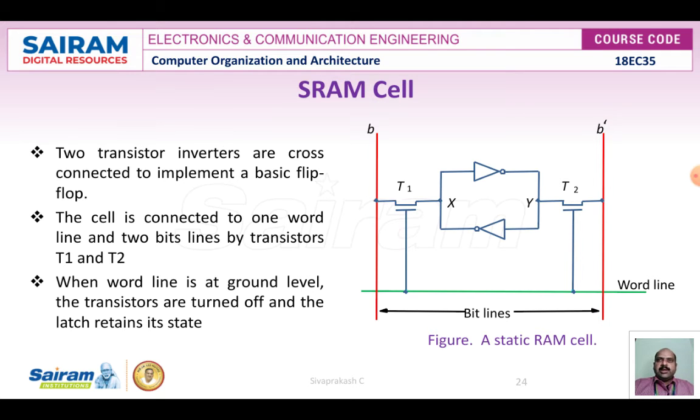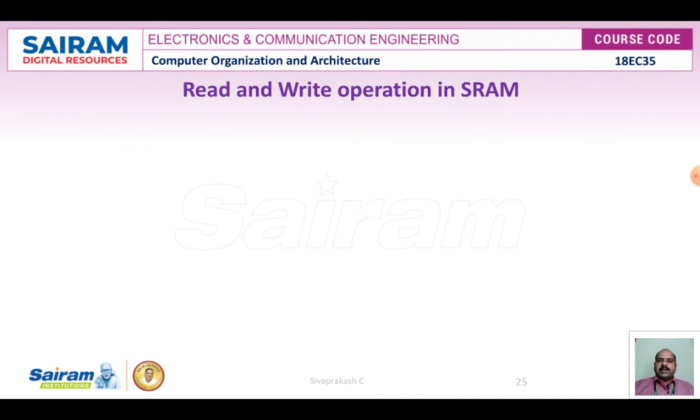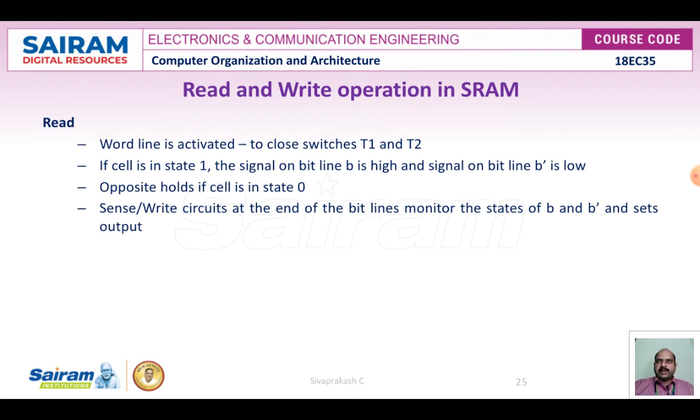For example, let us assume the cell is in state 1 if the logic value at point X is 1 and at Y is 0. The state is maintained as long as the signal on the word line is at ground level. Let us discuss the operations present over there. First, the read operation.